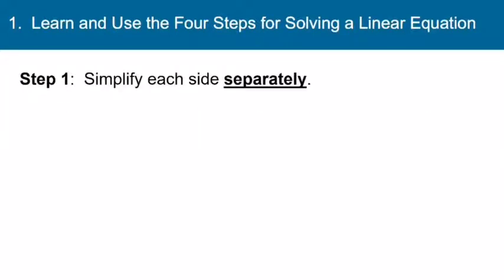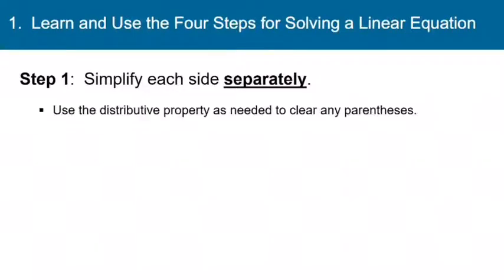So step one is to simplify each side separately. Remember, the equal mark separates the left side from the right side, and they don't interact at all while we're simplifying. So by simplifying, we mean to use the distributive property as needed to clear any parentheses, and then clear any fractions, and then combine like terms. I'm going to show you at the end of this video how to clear the fractions.